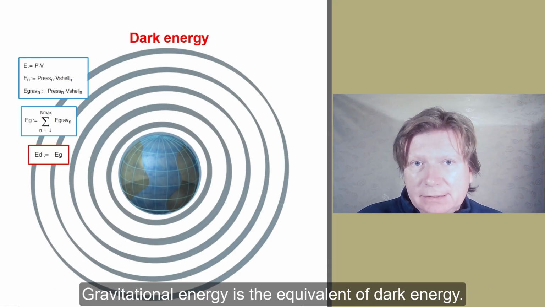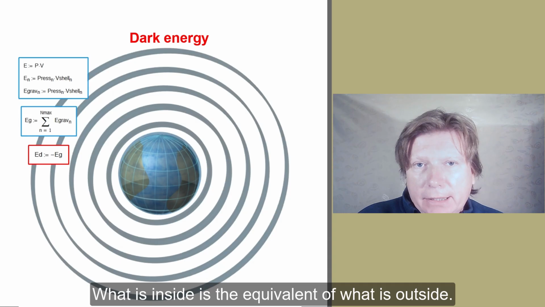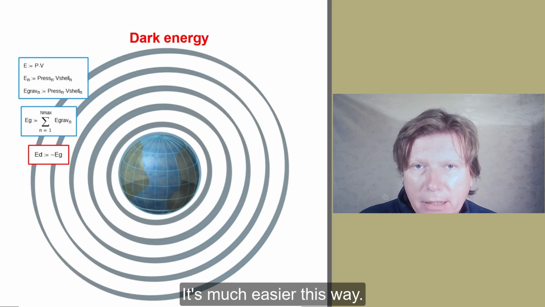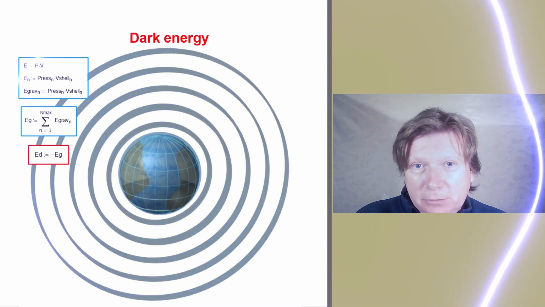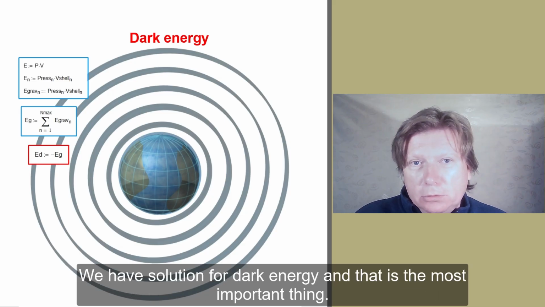Gravitational energy is the equivalent of dark energy. What is inside is the equivalent of what is outside. It's much easier this way. That's exactly the simple method I was talking about. We have a solution for dark energy, and that is the most important thing.